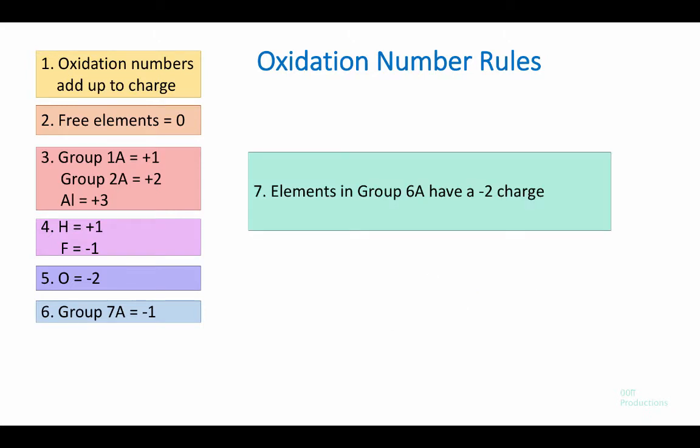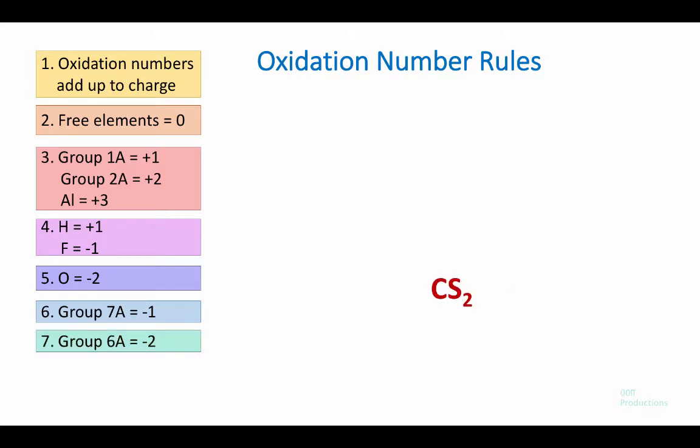The seventh rule is that the elements in group 6A have a -2 charge. So carbon disulfide, we know that this is a neutral molecule, and again the charge on sulfur is -2 because that's a group 6 element. The oxidation numbers must add up to 0 because it's a neutral molecule. Carbon plus 2 sulfurs, carbon plus 2 times -2 is going to equal 0. That tells us carbon has to have a +4 oxidation number.